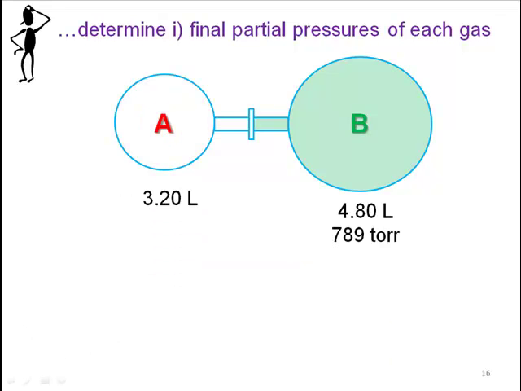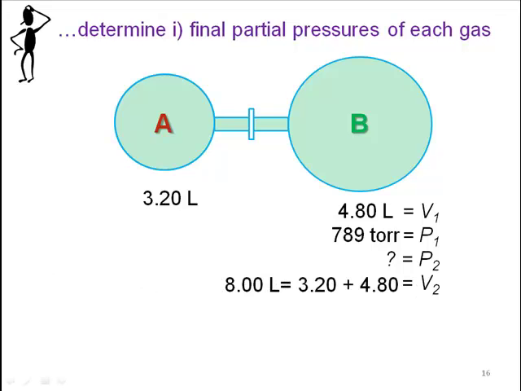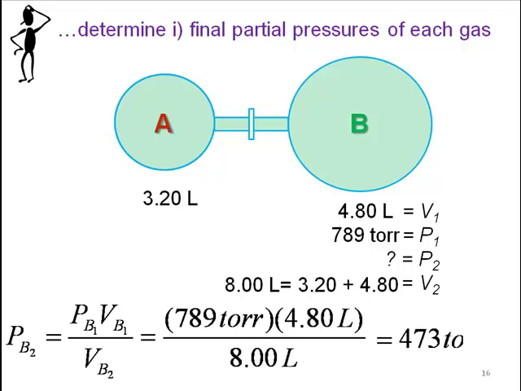Absolutely. Okay, we're just doing it from B's point of view. Boom, open the valve, B opens up. We've got the pressure, we got the volume initially. New pressure is what we're solving for. New volume is adding up the volumes, which is still 8 liters. We use Boyle's law and solve for the pressure due to B.